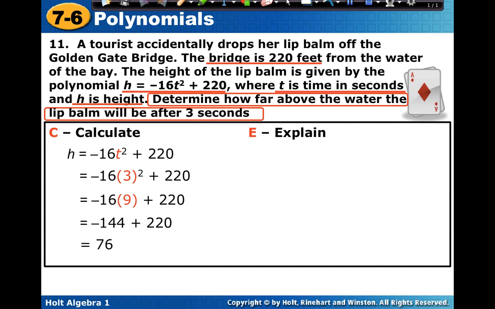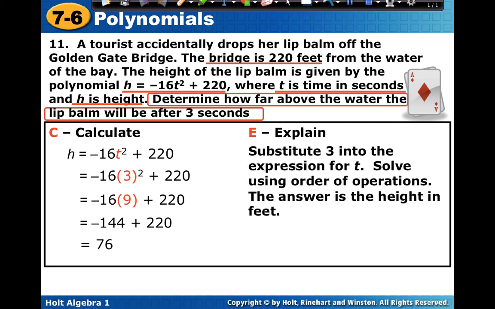Make sure that you have that work down. In the explain part, we're going to write down in words what we did. So we're going to say that we substitute 3 into the expression for t and solve using order of operations. The answer is the height in feet. So beside the 76, you'll want to put feet, because again, that's important. And then we're going to use that 76 to go back and answer our question in our complete sentence. Make sure you have the cite and the explain written in your notes before you move on.